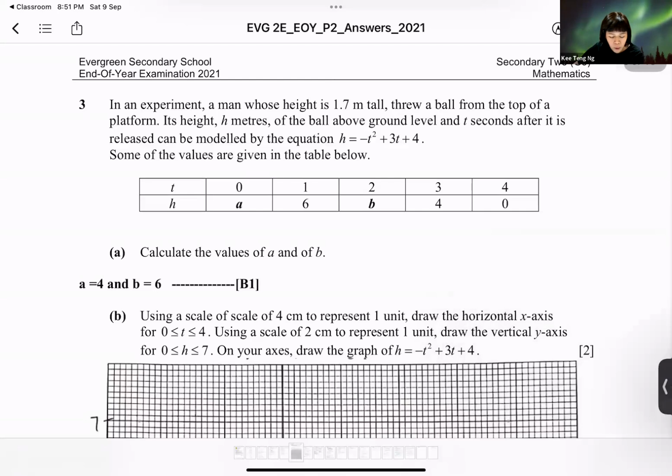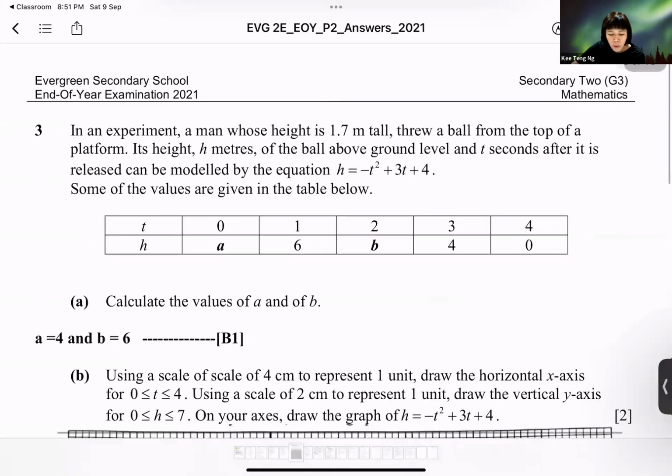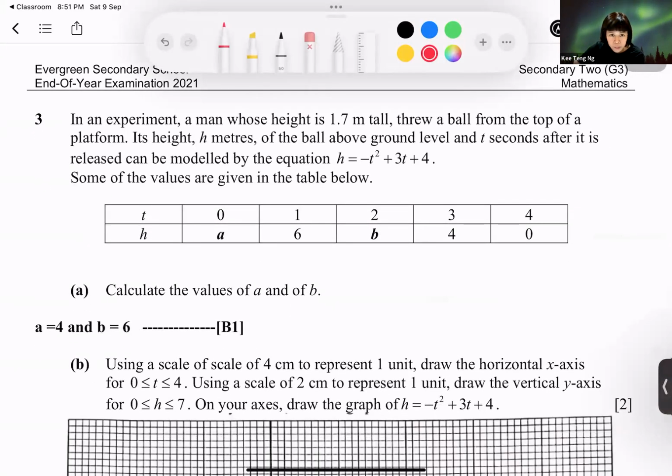So in the form of a word problem, right, I have an experiment. The height is 1.7 meters tall. He threw a ball from the top of the platform. So there's the top of the platform plus his own height. So the height of the ball above ground level, and t seconds after it is thrown, can be modeled by this equation. Why do we need to read certain things?